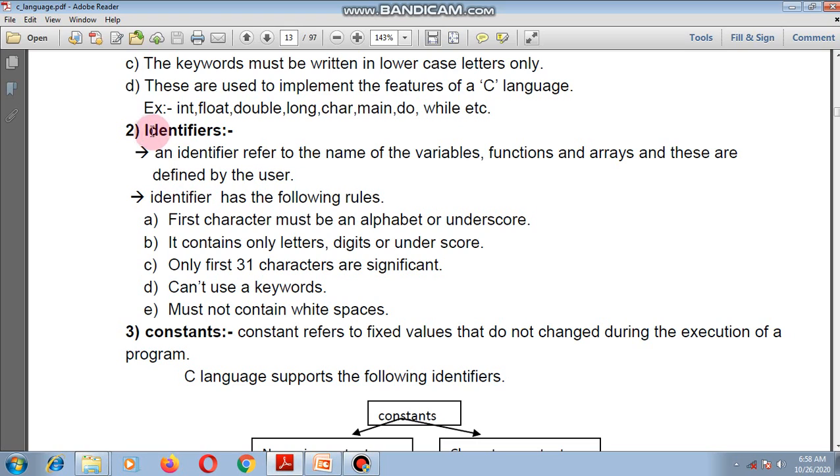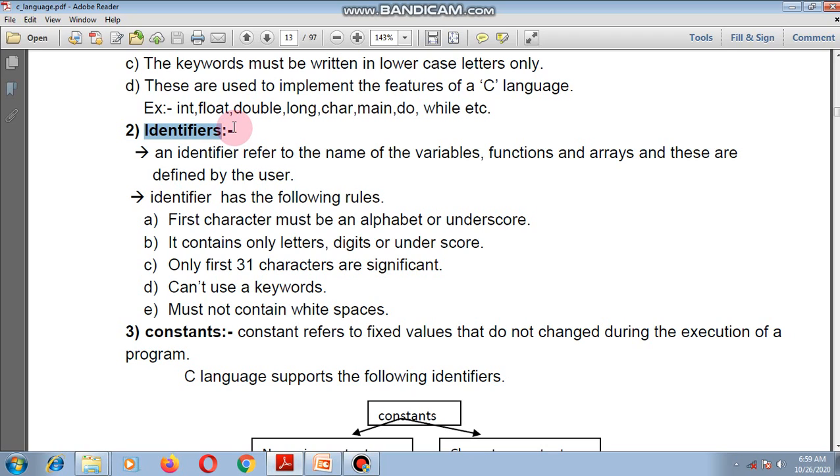The next one is the identifier. An identifier refers to the name of the variables, functions, and arrays, and these are identified by the user. Once again I am repeating the definition: an identifier refers to the name of the variables, functions, and arrays, and these are identified by the user.